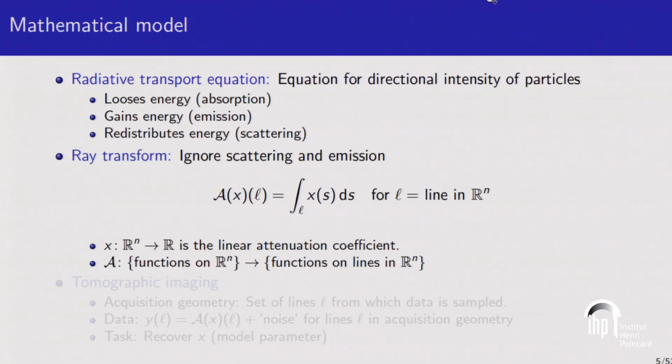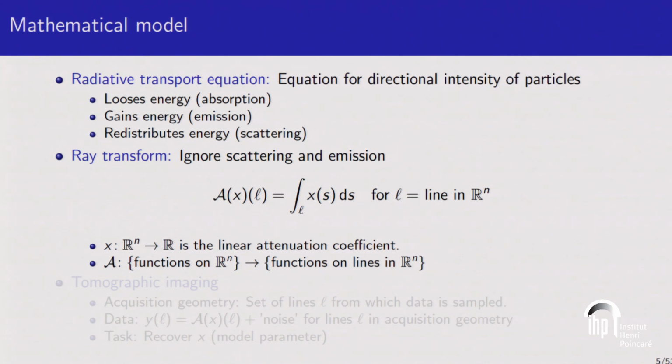You can formalize this a bit. You can, of course, work out the physics of how X-rays interact with tissue. Then you have these typical phenomena. They might lose energy, which is absorption. They might gain energy, which doesn't really happen in medical imaging. And they might redistribute energy, which is called scattering.